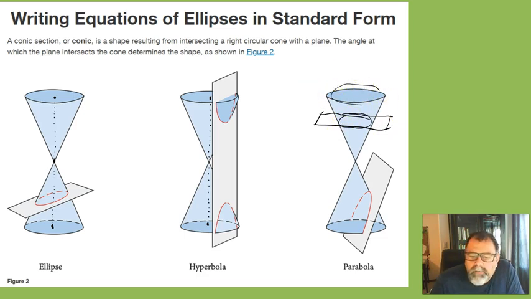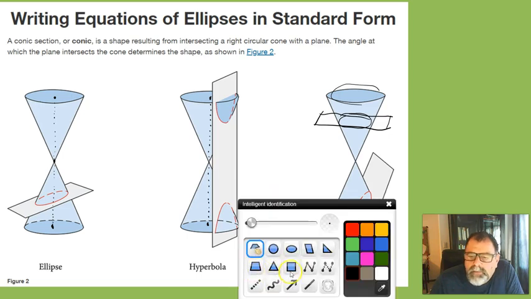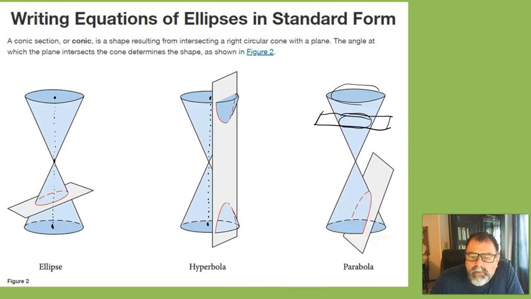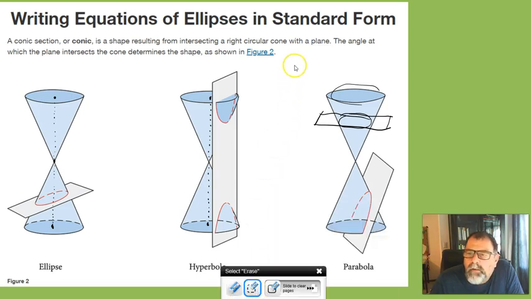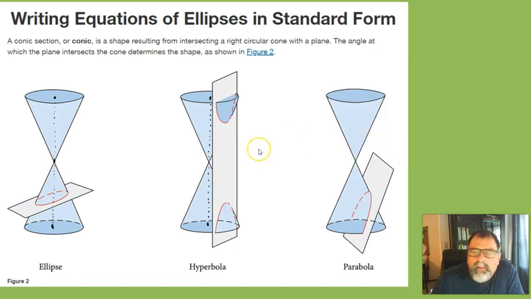Okay, so let me erase my sloppy drawing there. But that's also considered a conic section, a circle. But since we studied that before in other contexts, they didn't add it in the book here. But it is a proper conic section. So there's technically four: the ellipse, the hyperbola, the parabola, and the circle.